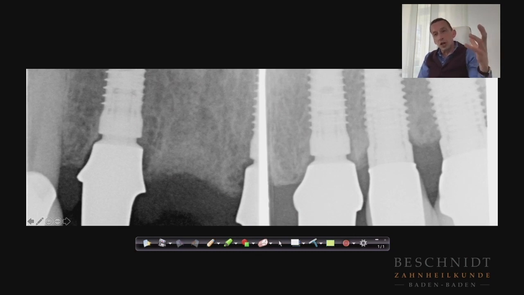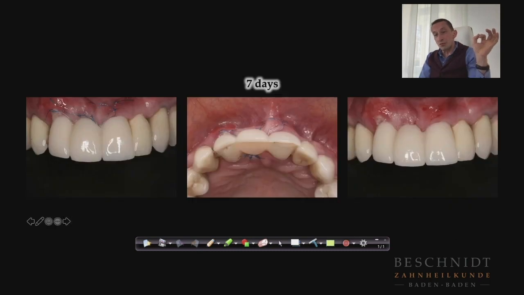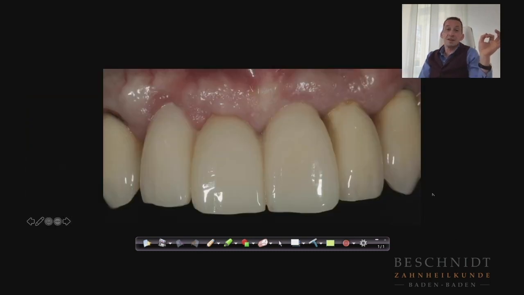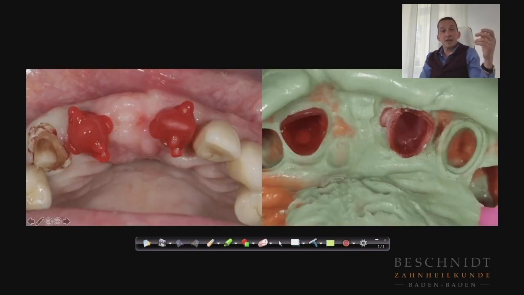Now you see the Conelog is placed beyond bony level. This is the Camlog which was placed 15 years earlier. The Conelog, for aesthetic reason, is placed here. The abutment is not taken out anymore. So this is the 7 days control, the bridge, and after 6 months we did the final impression taking with transfer caps.